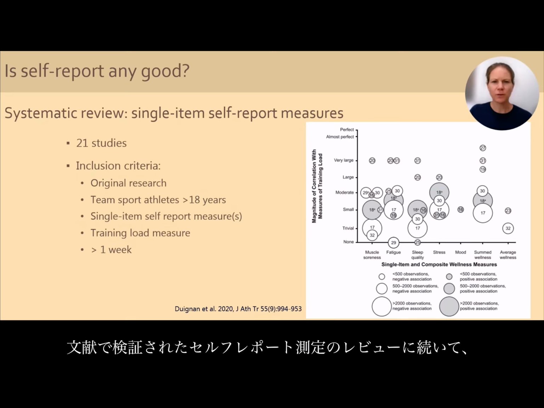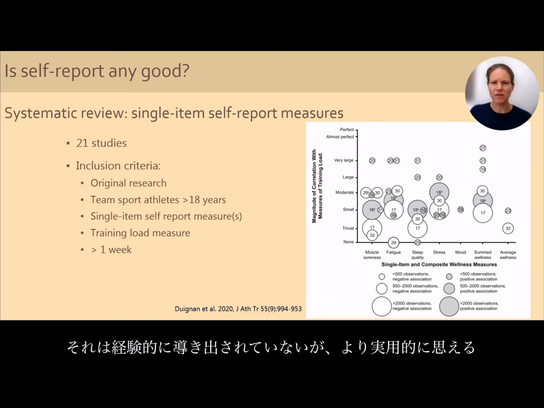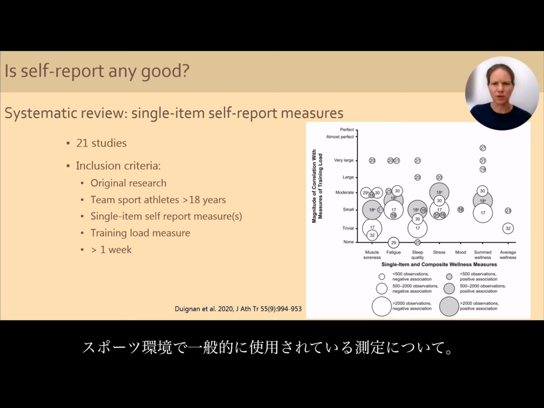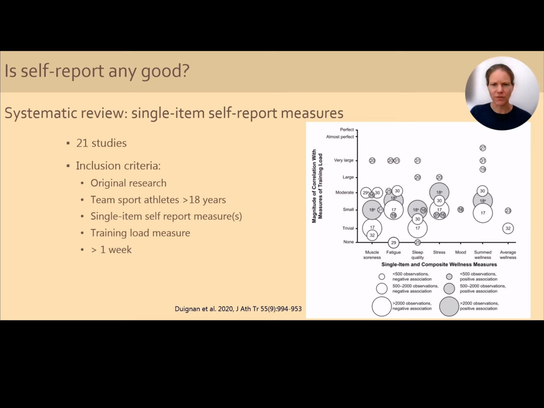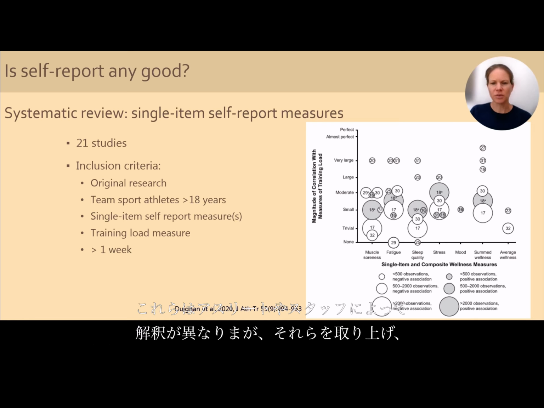Following our review of self-report measures which were validated in the literature, another research team conducted a similar review of measures which were not empirically derived, but are more commonly used in sports settings as they seem more practical. These single-item measures use general terms such as mood and stress, which are open to interpretation by athletes and staff.